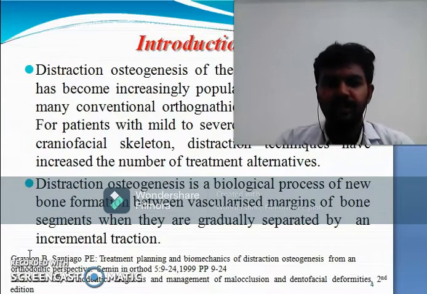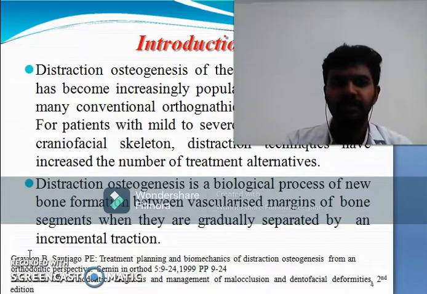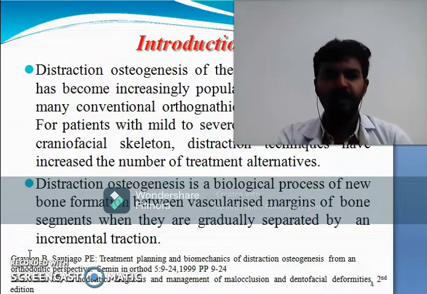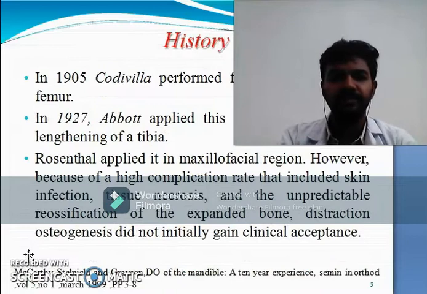Distraction osteogenesis of the craniofacial skeleton has become increasingly popular as an alternative to many conventional orthognathic surgical procedures. For the patient with mild to severe abnormalities of the craniofacial skeleton, distraction techniques have increased the number of treatment alternatives. Distraction osteogenesis is a biological process of new bone formation between the vascularized margins of bone segments when they are gradually separated by incremental traction.